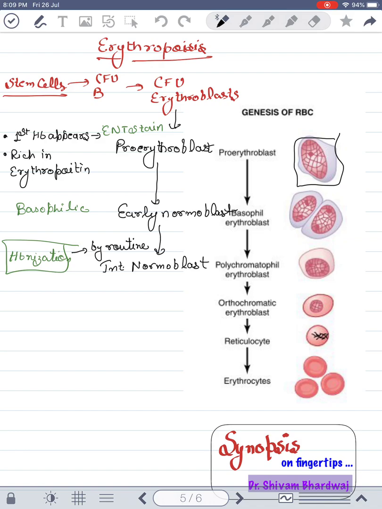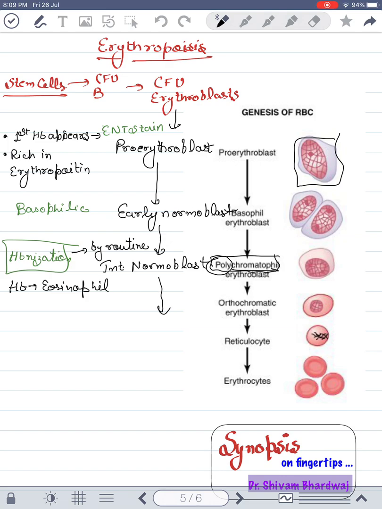These cells are known as polychromatic. That's why another name is given, polychromatic erythroblasts. These are polychromatic because they contain eosinophilia, due to the presence of hemoglobin. Poly means many, chromatic means color. So many colors: blue because these are basophilic, and red because hemoglobin has appeared in it.